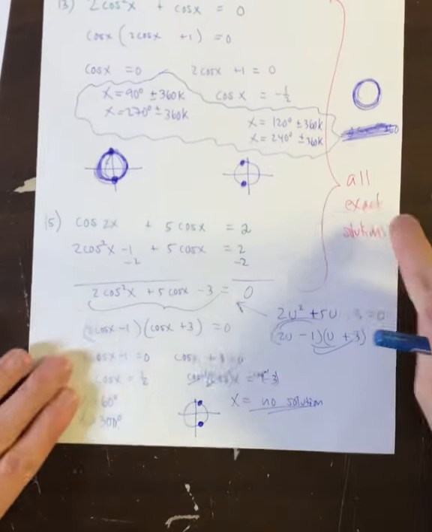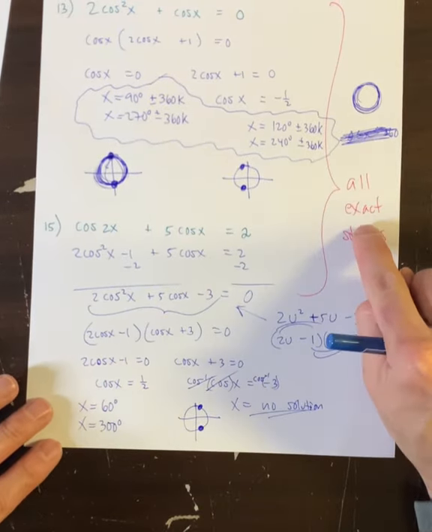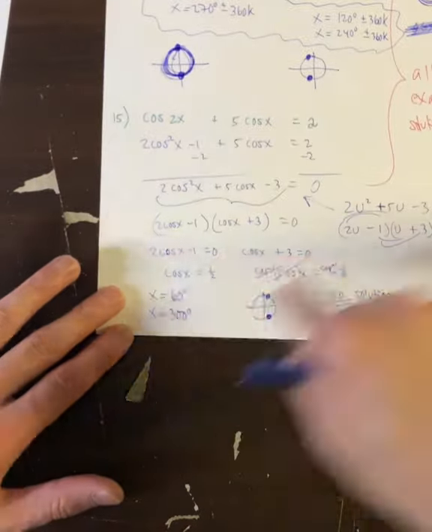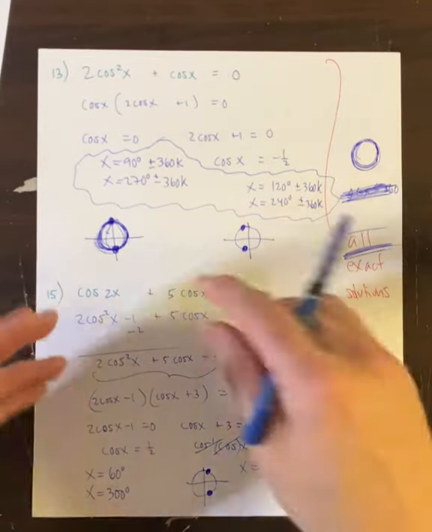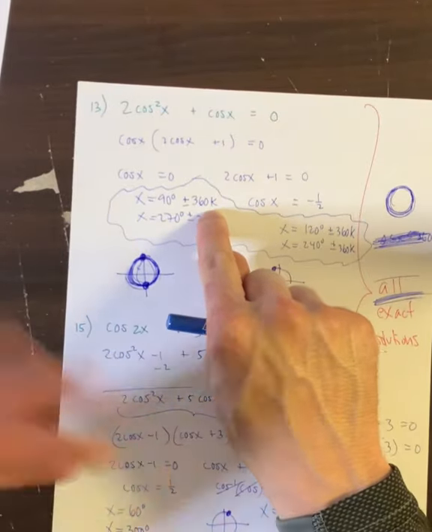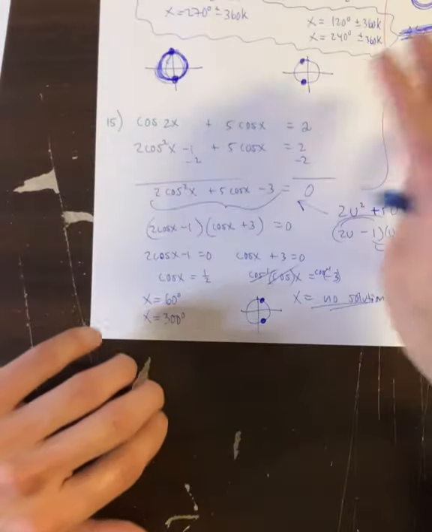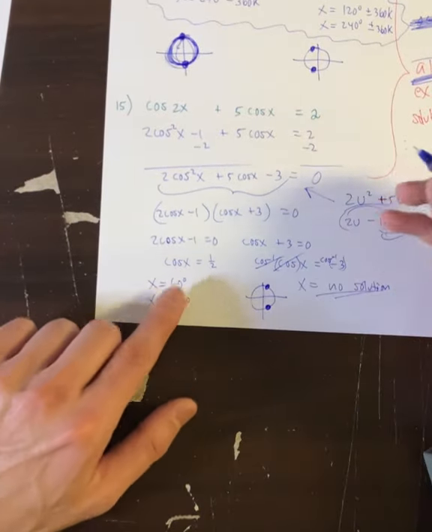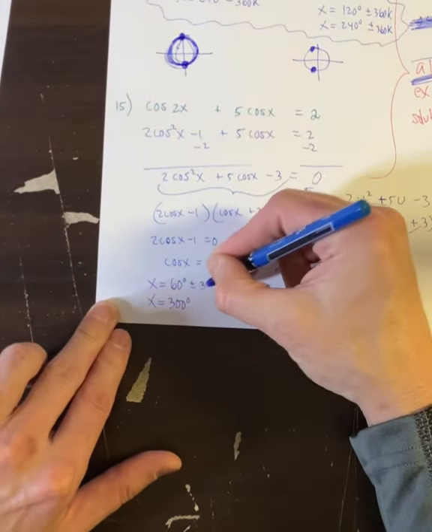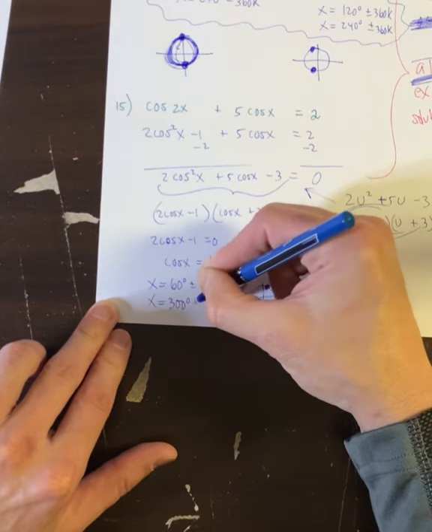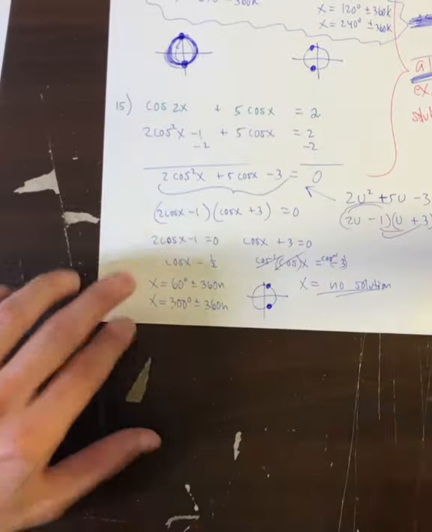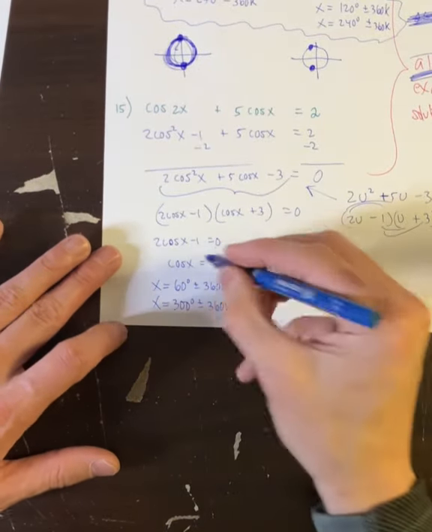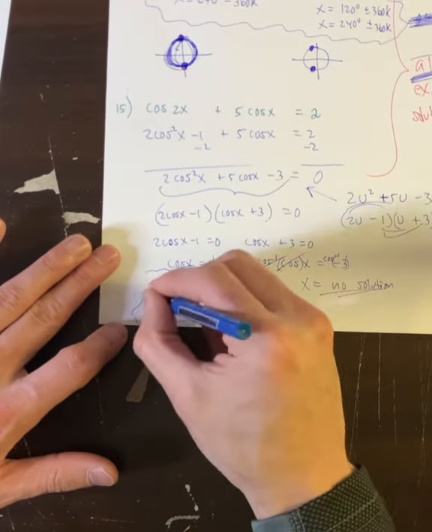But again, the directions wanted all the solutions. So all solutions means you go around the circle forever and ever and ever. So anytime it says all solutions, we are prepared to go plus or minus 360K or 2 pi K, depending on whether you're in degrees or radians. So here, just go 60 plus or minus 360N, and 300 plus or minus 360N. Again, it doesn't matter if it's N or K, just those are the two most popular letters chosen for situations like this. Final answer.